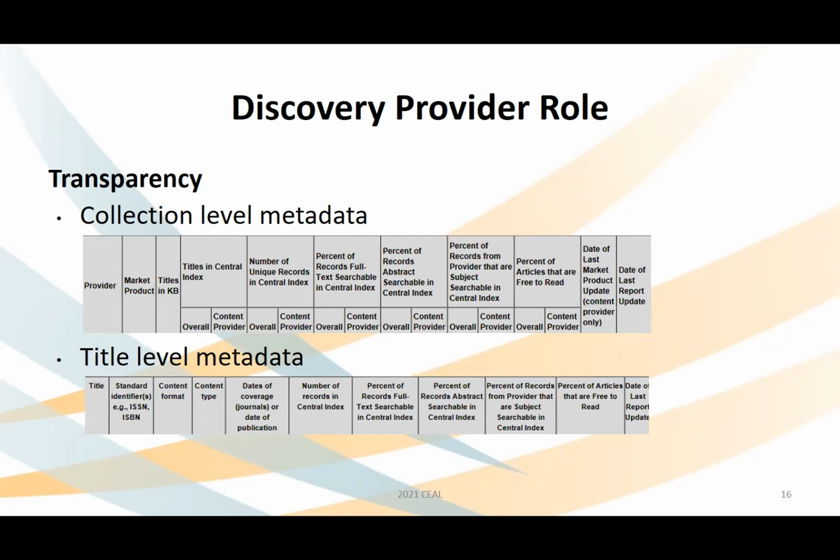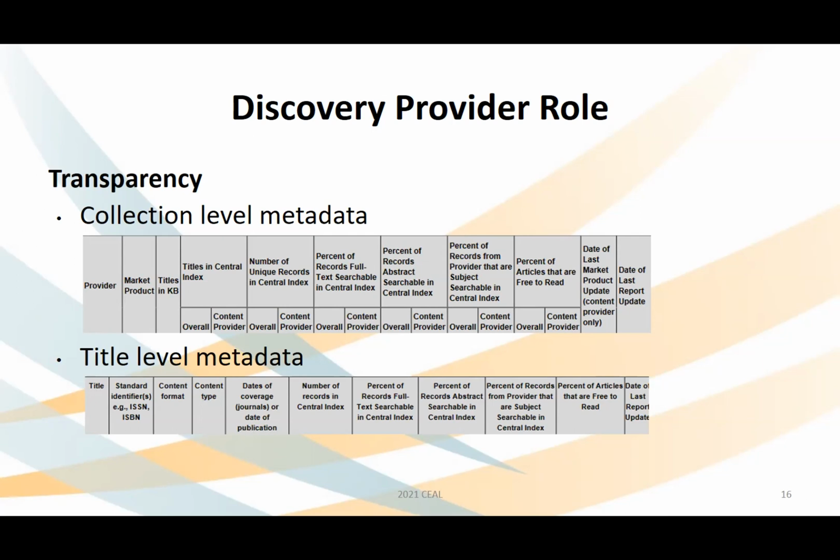the product, the market product or database name, the title in the knowledge base, the number of titles in the knowledge base for that collection, the number of unique records in the central index, percentage of full text searchable records, percent of abstract searchable records, percent of subject searchable records, the percent of articles that are free to read, date of the last update, date of report update. Of course, this is a wishful list, a list of best wishes, and we don't know how soon the discovery service providers will be able to provide these.